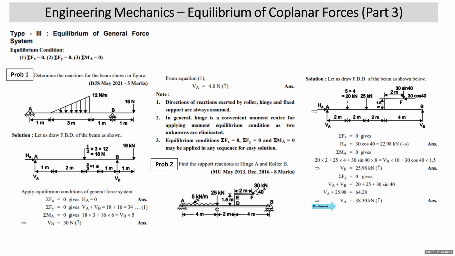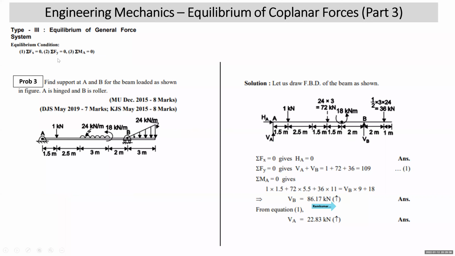Anytime while solving the problem, if any of the unknown reactions comes out to be negative, it will indicate that the assumed direction was wrong. So reversal of the direction will be taken. All right, ready to move to the next sum.